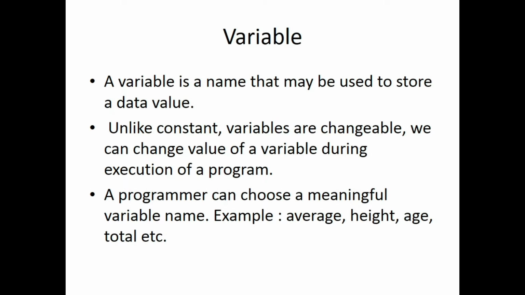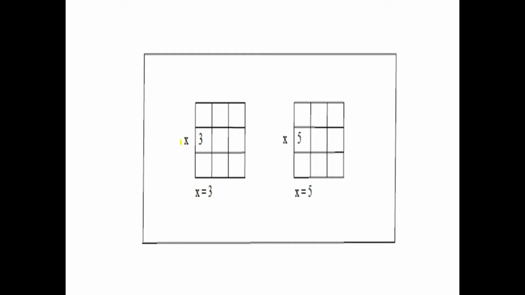Now we will see what a variable is. A variable is a name that may be used to store a data value. Unlike a constant, variables are changeable. We can change the value of a variable during the execution of the program. A programmer can choose a meaningful variable name. So what is the thing here?